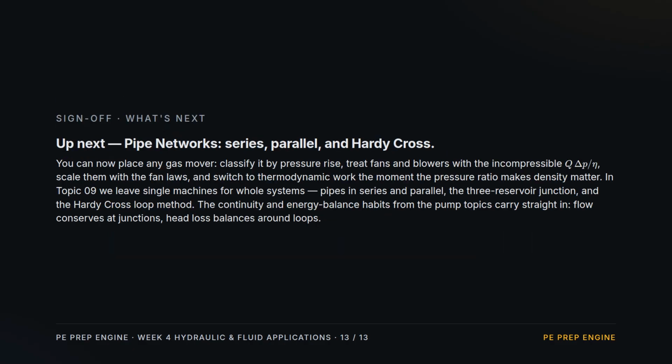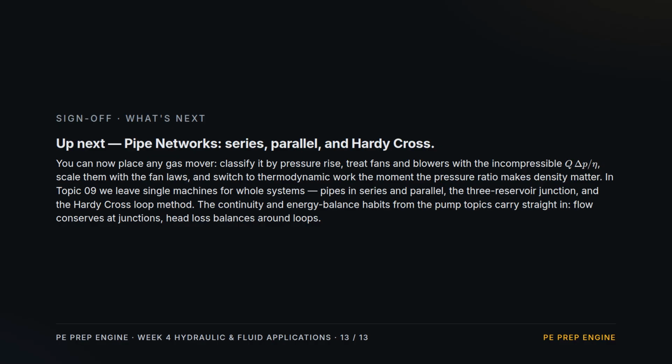You can now place any gas mover, classify it by pressure rise, treat fans and blowers with the incompressible flow times pressure rise over efficiency form, and scale them with the fan laws, flow linear, pressure squared, power cubed. The instant the pressure ratio makes density matter, switch to thermodynamic compressor work in absolute units.